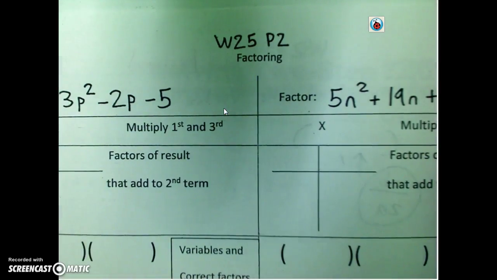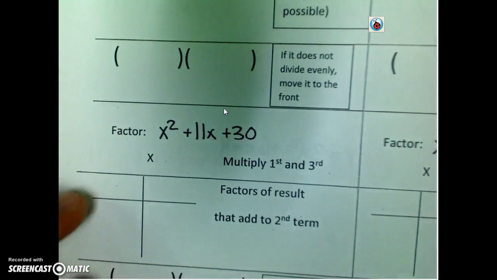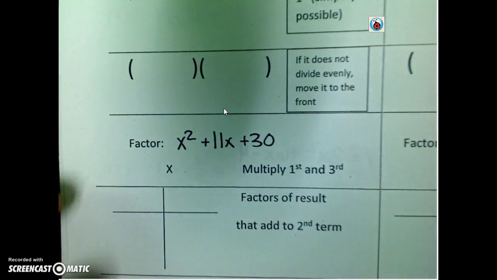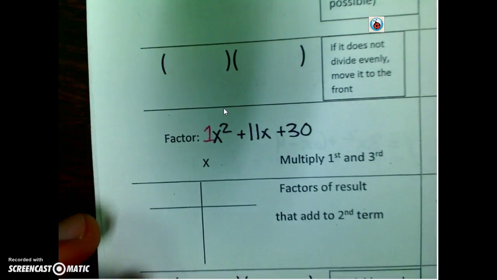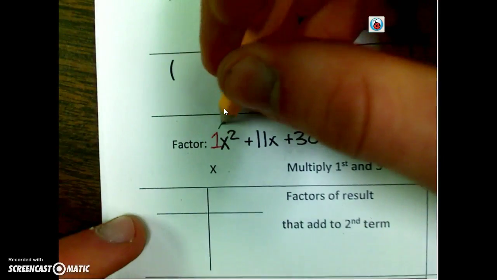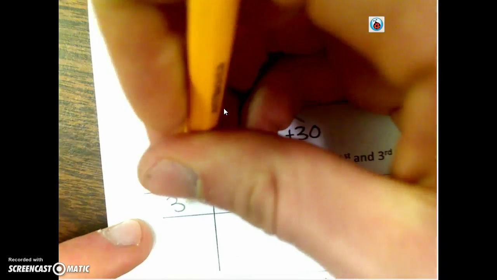Alright, so week 25, page 2 is us factoring. We did these first 2 in class. Let's swing down to one like this. The first step is to multiply our first and our third term. Now our first term, it's an invisible 1. So when I go to multiply these, we've got a 1 times a 30, which gives us a 30.